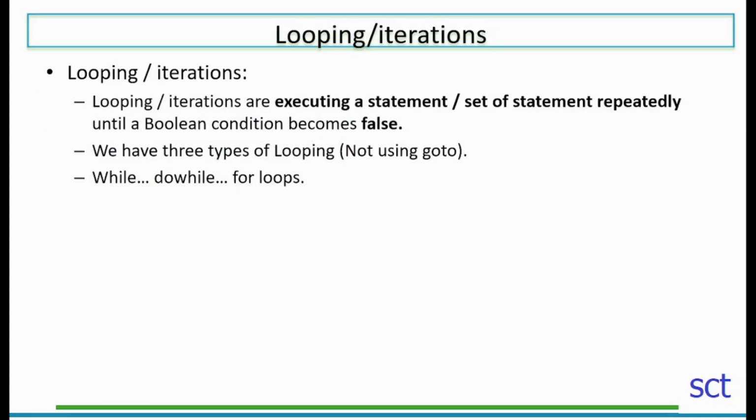Okay. So now let us go to looping and iteration. Looping or iteration is an execution statement. A set of statements is repeatedly executed based on the condition. If the condition becomes false, then it will come out of the loop. As I said, we have different types of looping or iterations: while, do while, for loop, and goto. We are going to see them one by one.